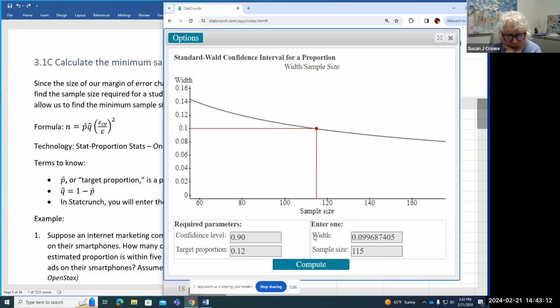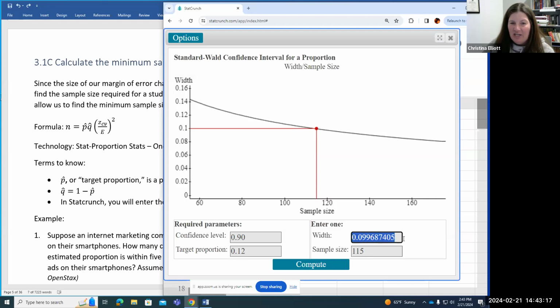Now, 115. Something is catching my eye. Did you notice that this changed to a little bit less than 0? It did, and I know why. Because it probably got 114 point something people, and you can't ask a point something of people. So StatCrunch will always round up to the next whole person, which would be 115.